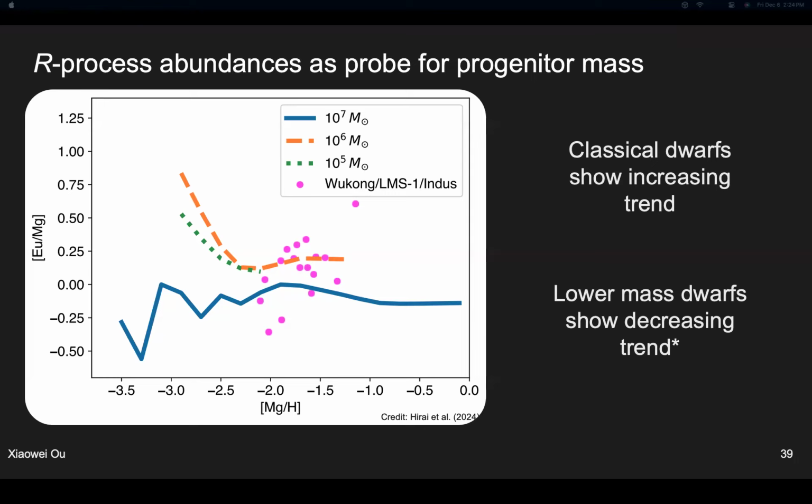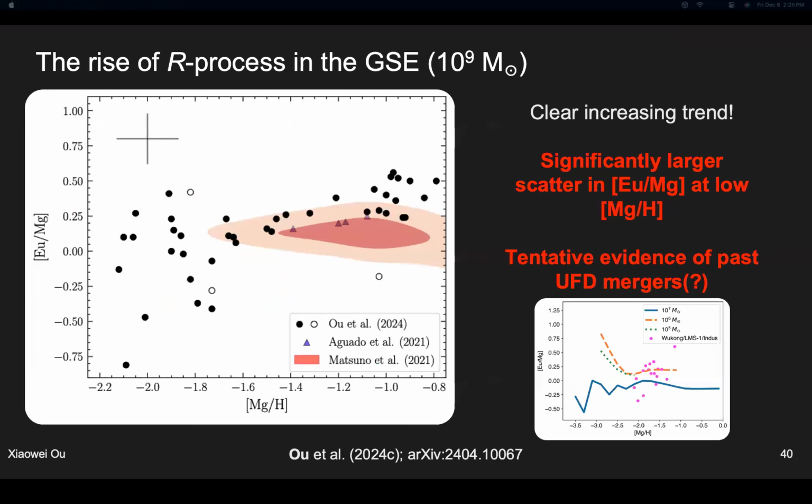Okay, so one more data set to verify if this is the case. We went out and collected data for a different merger debris called the Gaia Sausage, GSE, that I mentioned earlier. This is a very massive system that we know today, from just its metallicity distribution, is estimated to be about 10 to the 9. So it definitely had neutron star mergers.